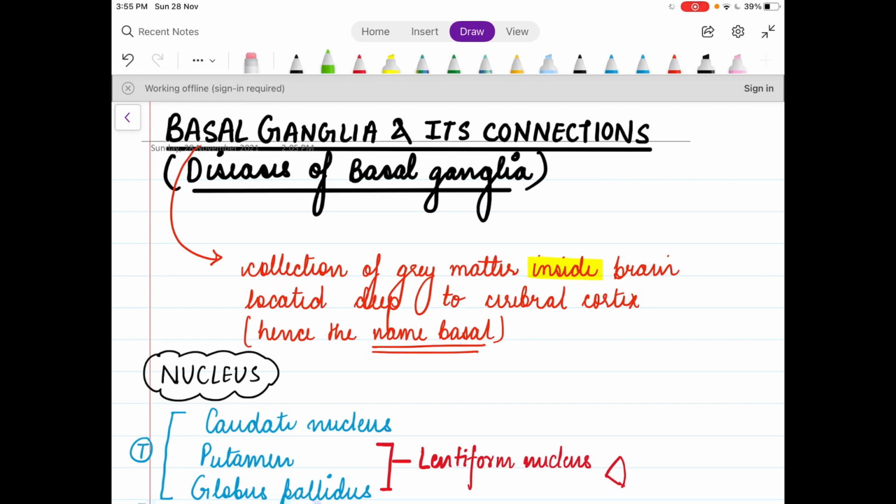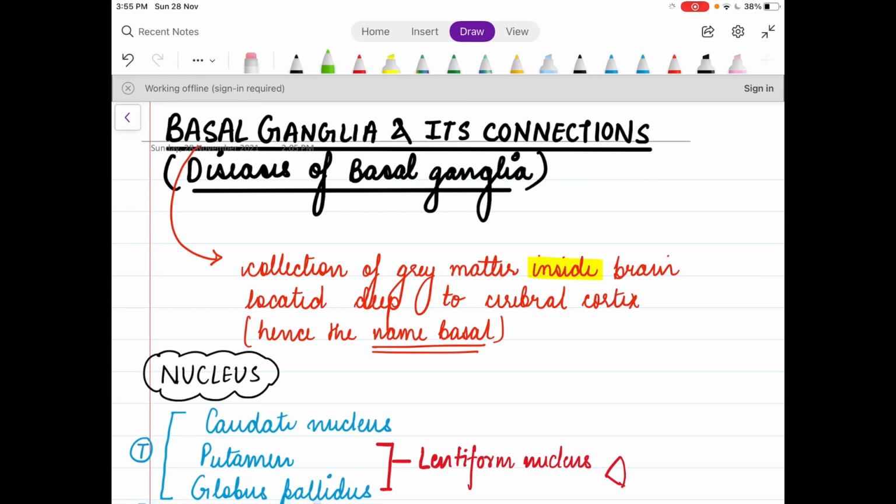Here, the word basal ganglia is a misnomer, because ganglia refers to a collection of grey matter outside the central nervous system. But here, ganglia refers to a collection of grey matter inside the brain. But why the term basal then? Because it is located deep with respect to the cerebral cortex. Hence the term basal ganglia.